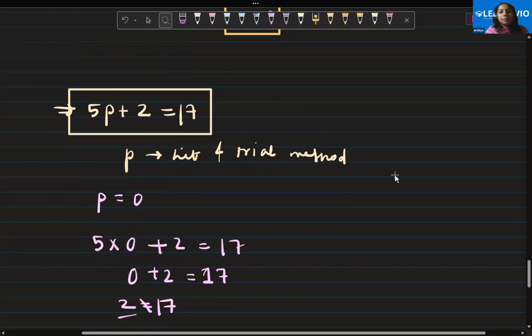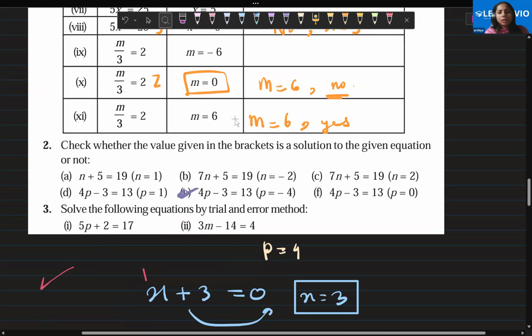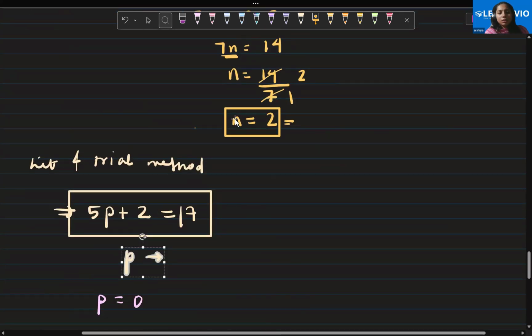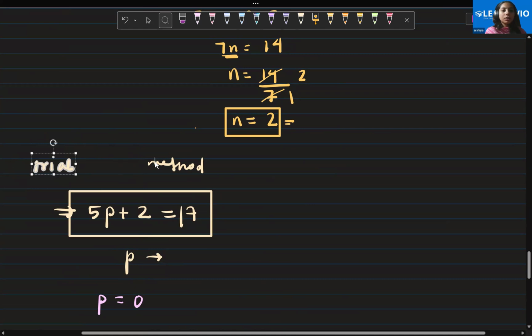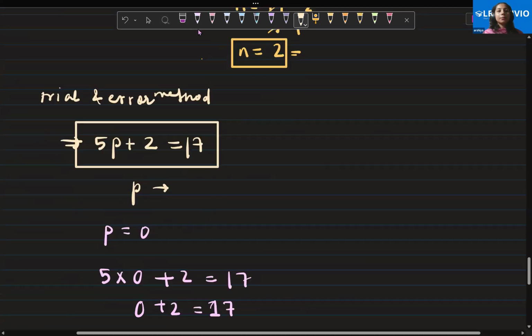Ma'am, isn't that known as trial and error? You can say that also. Both of the names are correct. Okay. Trial and error, hit and trial. In the question it's given as trial and error, so use that word only. It's the same thing, but use what's written in the book. So write down the heading trial and error method and write down the question.